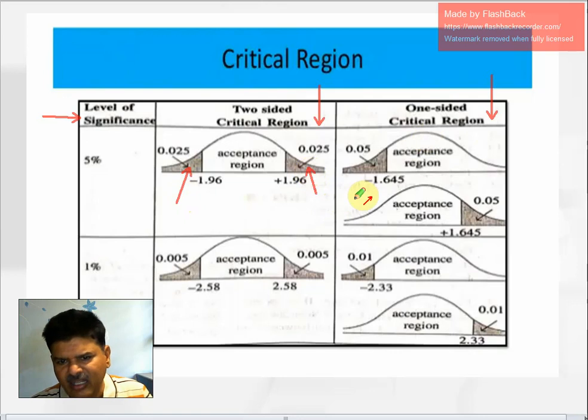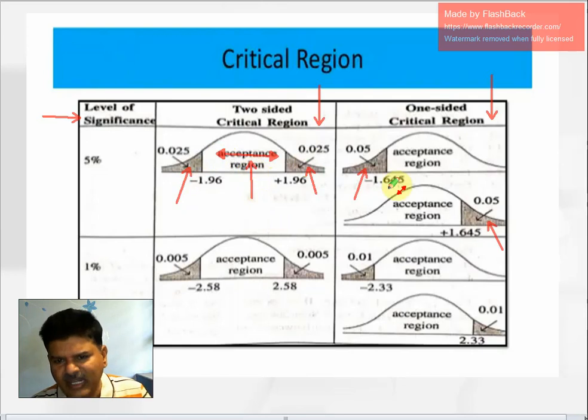Whereas in one-sided we are focusing on only one-sided area, either the left-sided area or the right-sided area. For 5% level of significance in the two-tailed test, this area should be divided into two, taken as 2.5% on this side and 2.5% on that side, because the total area is 5%. If any value of z falls in this area or in this area, we have to reject the null hypothesis. Otherwise, if the value of z falls in this area, we have to accept the null hypothesis.